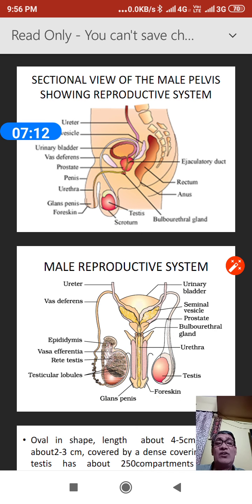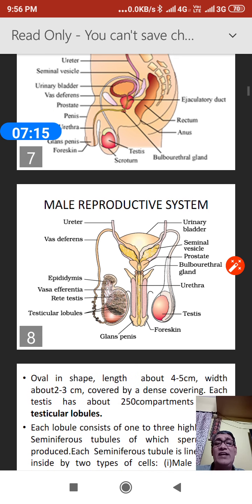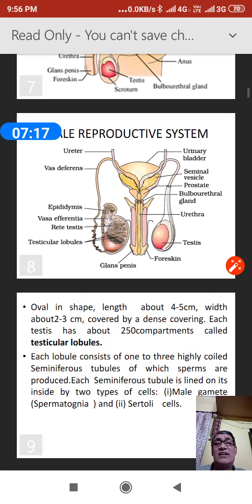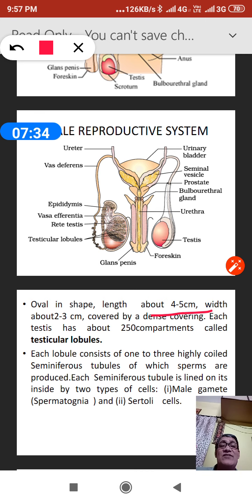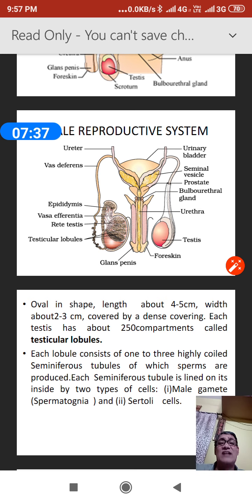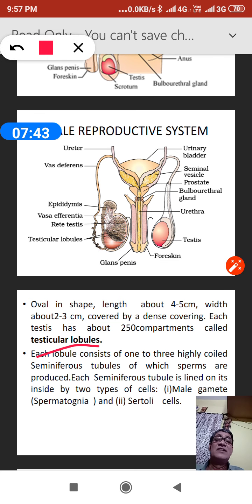When talking about all these points, first we discuss the testes. It is oval in shape, about 4 to 5 centimeters long and 2 to 3 centimeters wide, covered by a dense covering. If you take a section of a testis, you will see this picture. Later we will discuss it elaborately.